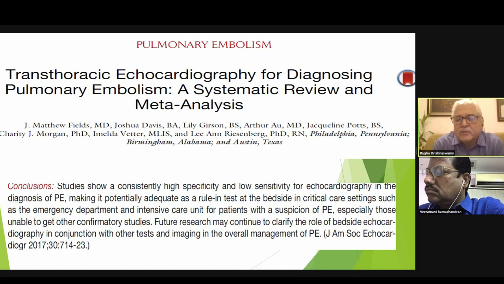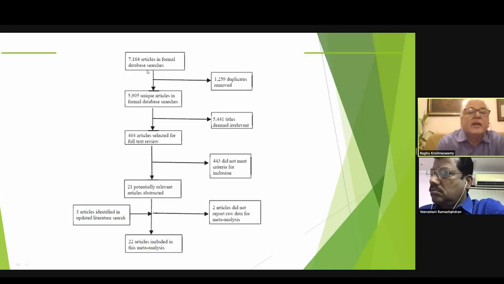Future research may continue to clarify the role of bedside echocardiography in conjunction with other tests and imaging in the overall management of pulmonary embolism. This was published in the Journal of the American Society of Echocardiography in 2017. And this is what they did. They searched PubMed and other databases and found 7,164 articles in their searches.